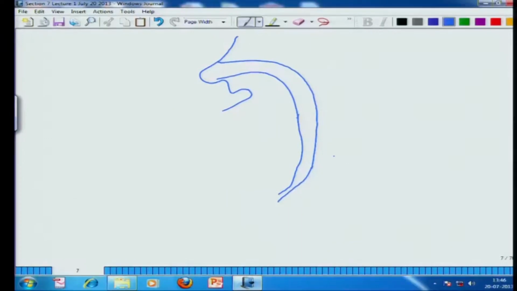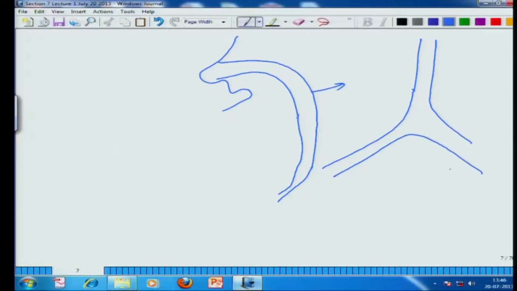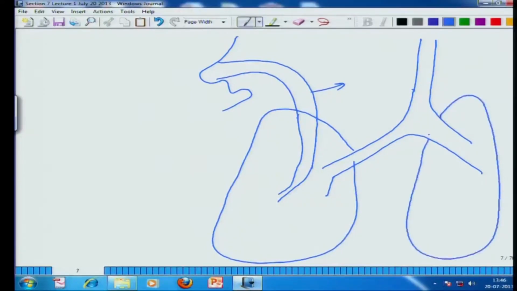If I show the frontal view now, this is the side view I am showing. In the frontal view, the trachea splits into two, and then there are multiple splittings, we will come to that. Here is the organ called the lungs, and we have two lungs, left and right. Air is moving along this and getting split up. Now we will look in depth at how this structure really looks.